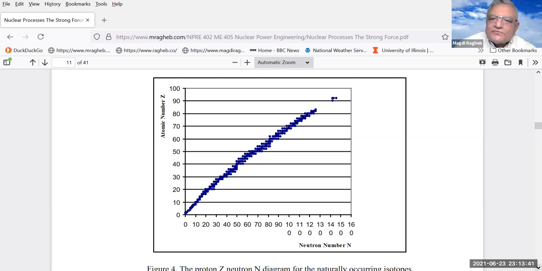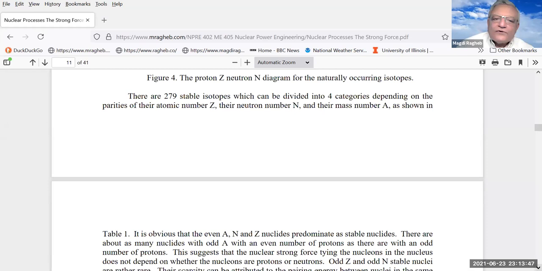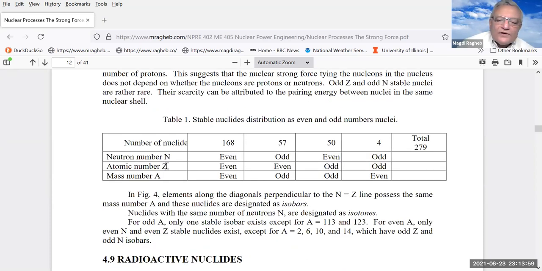In essence, we have 279 stable isotopes. They can be divided into four categories depending on even or odd that describes those isotopes. So if the N, the neutron number, the Z, the proton number, or the atomic number, or the mass number, if that is even, that is a larger number of existing isotopes in nature. And we have only 279 isotopes existing in nature, but you can count that humans have created in nuclear research reactors, in particle accelerators, and in nuclear explosions.